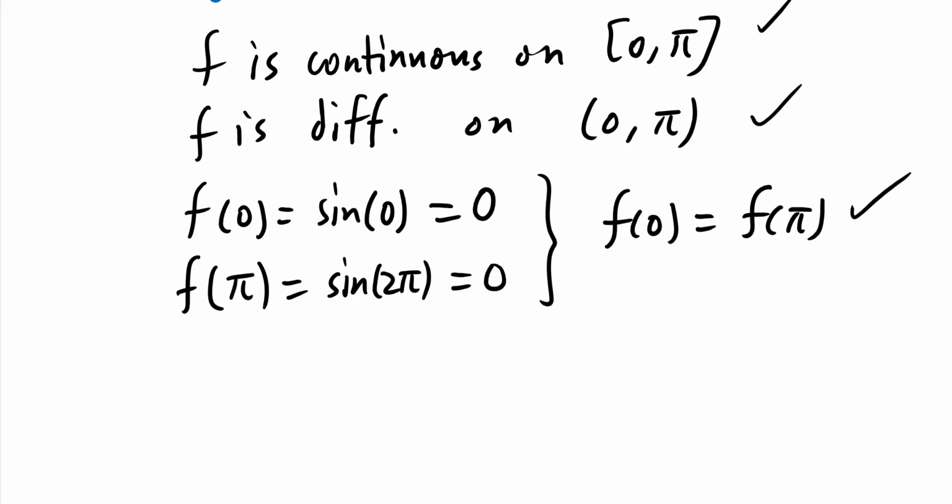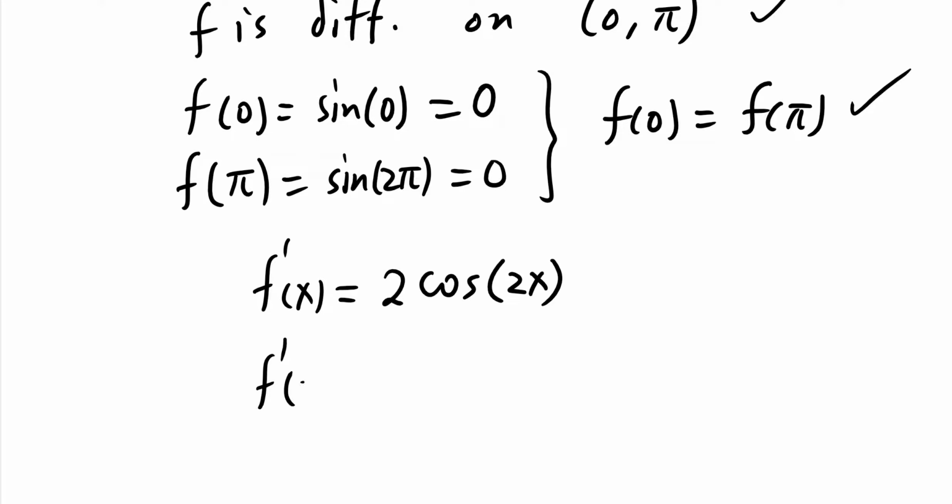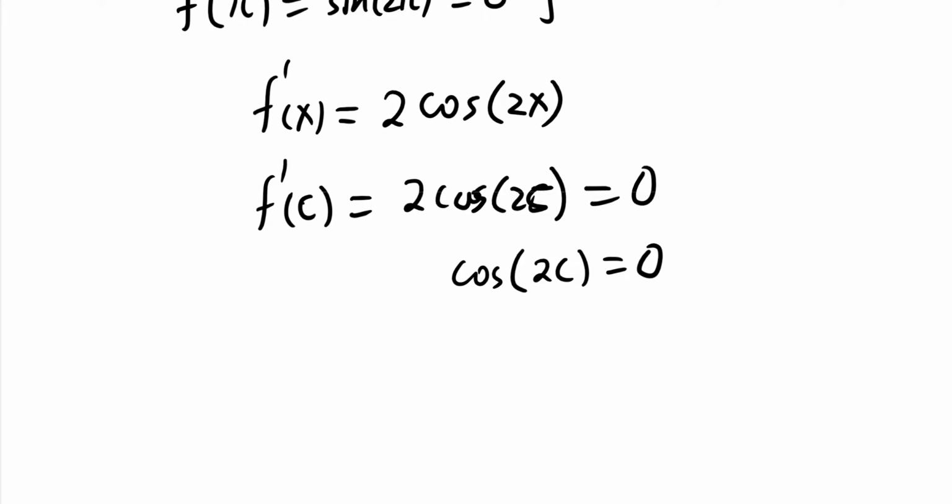Then by Rolle's theorem, it says that the derivative, what's the derivative of sine 2x? By the chain rule, it is 2 cosine 2x. There's a number c somewhere between 0 and pi, so that f prime at c, 2 cosine 2c, is 0. We need to solve this equation now. Cosine 2c is 0. What are the values of c that would make cosine of 2c zero?